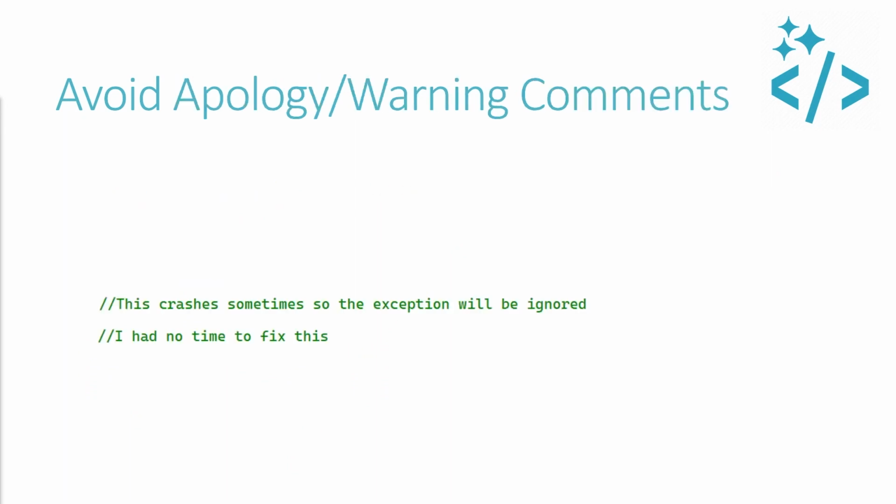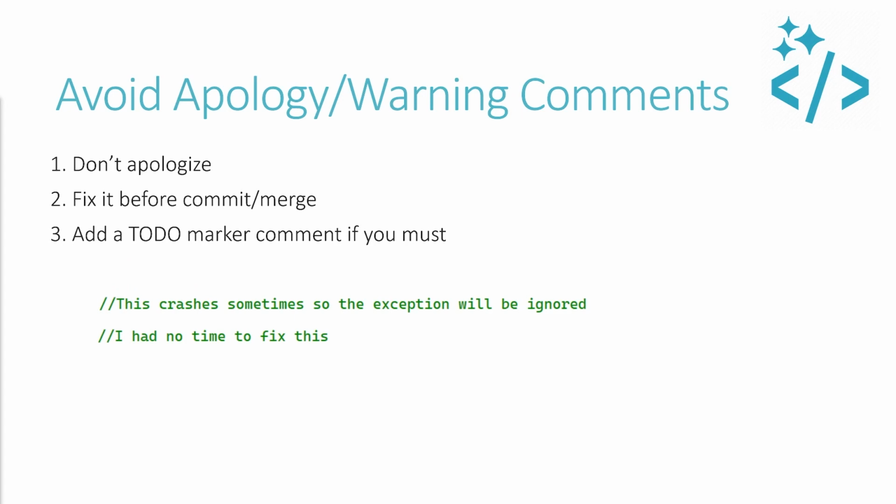We should also avoid apology and warning comments. We shouldn't apologize if we create code. We should make it clear. We should write code that is maintainable, and also in the future when we read it, we should be able to understand it easily. We should fix them before commit or merge. And if you really need to do something later, add a to-do marker comment if you have to.